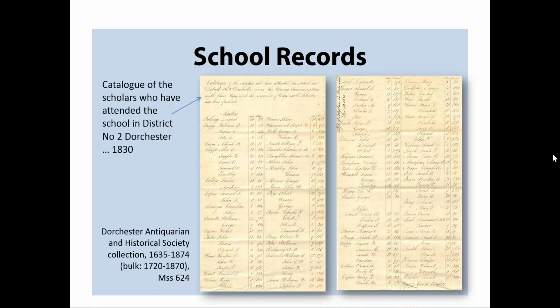The NEHGS manuscript holdings are a bit limited on school records. This example from the Dorchester Antiquarian and Historical Society collection is one example of the kind of information you can find in manuscript collections. This is a student list for a school in Dorchester, now part of Boston, Massachusetts. The list includes the child's name, age, and attendance count. Family papers often include school reward for merit certificates and samples of schoolwork.